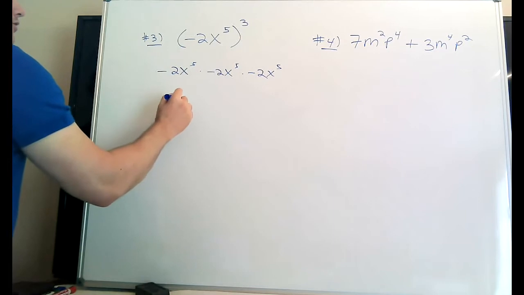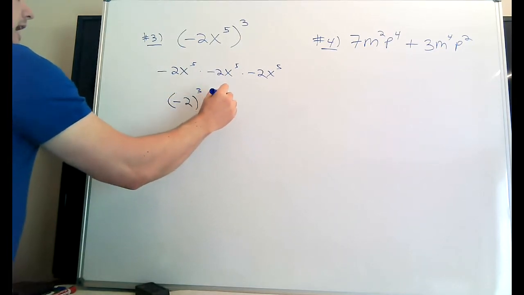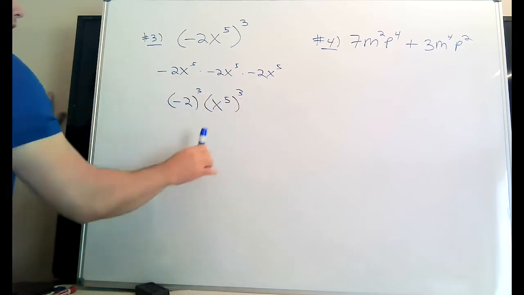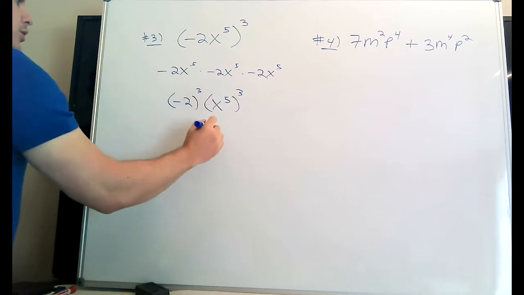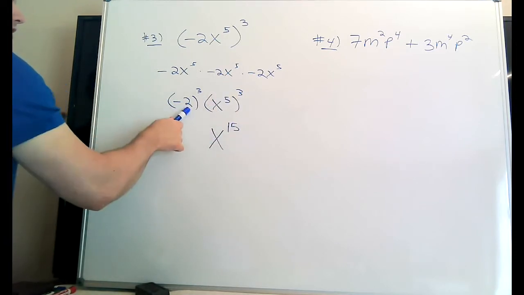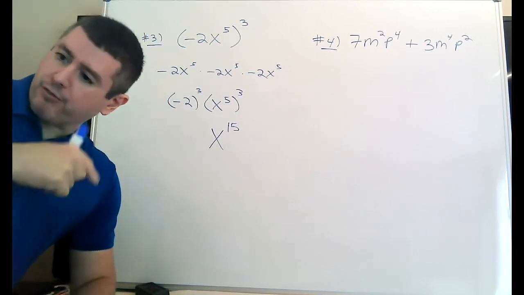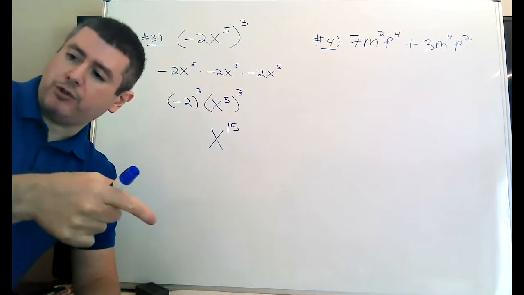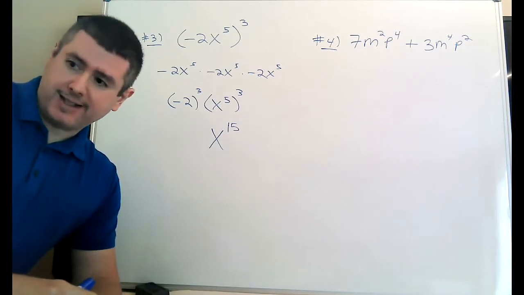So what you're really doing is you're taking -2 and doing it to the third power. And you're taking x^5 and you're doing it to the third power. Here I have a rule that says when you do a power to a power, you multiply them together. So 5 times 3 is 15. But here, this is not a rule. This is -2 multiplied 3 times. So you're doing 2 times 2 times 2. 2 times 2, 4. 4 times 2, 8, not 6.